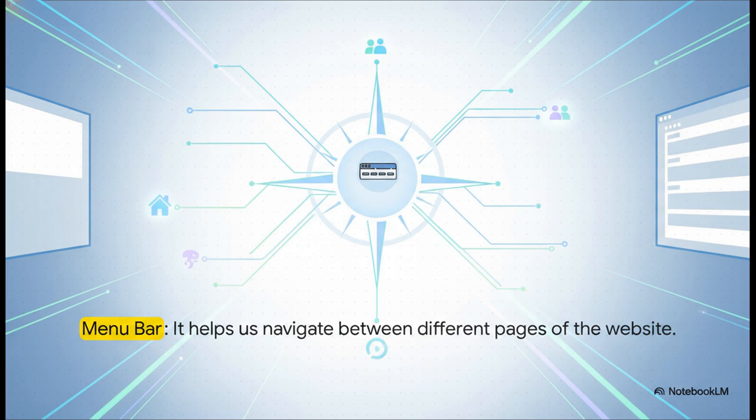First up, let's look at the menu bar. Just think of this as your map. It lays out all the main sections of the website. You've seen them: home, about us, products, and it lets you jump straight to the page you want. It's your big picture guide to what the site has to offer.